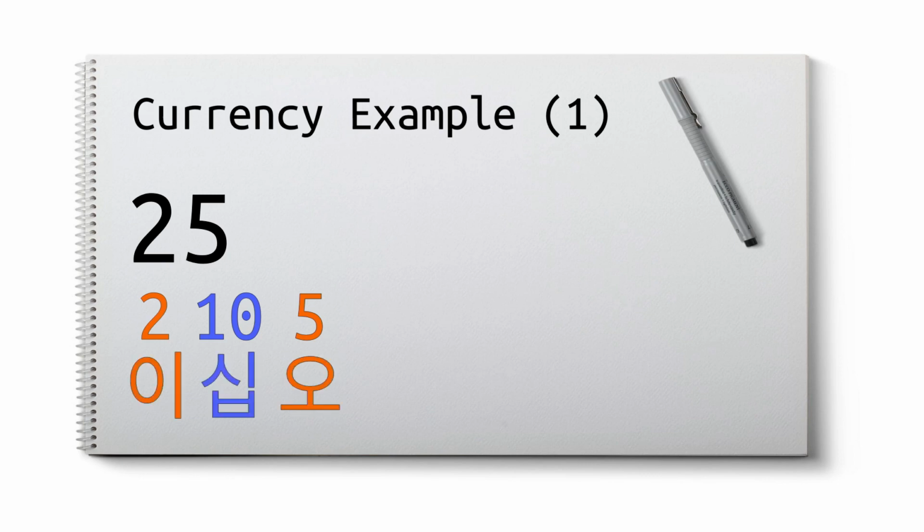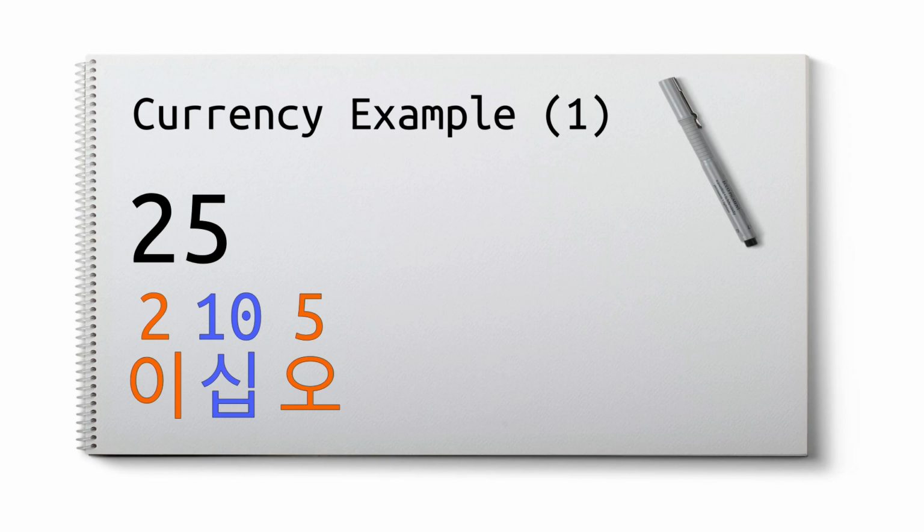The first example, 25. So like I just mentioned, the rule here is number and digit. So first one is number, which is 2. What's the digit of number 2? It's 10. 2, 10, and 5. And the digit of the last number is just 1, so you don't need to say that. You can just say 5. So 2, 10, 5, which becomes 25 in Korean.